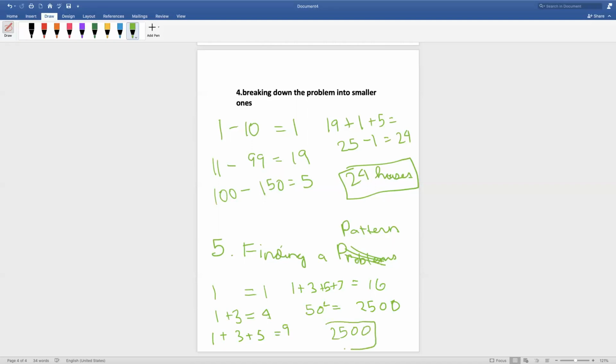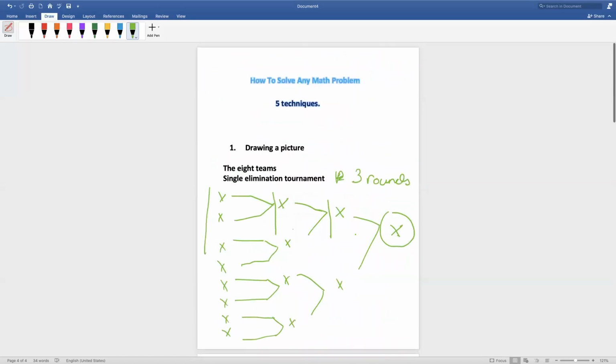Wasn't that very simple? Using these 5 methods, you can easily solve any problem. And don't forget to watch my next video where I describe 5 more methods on how to solve more problems.